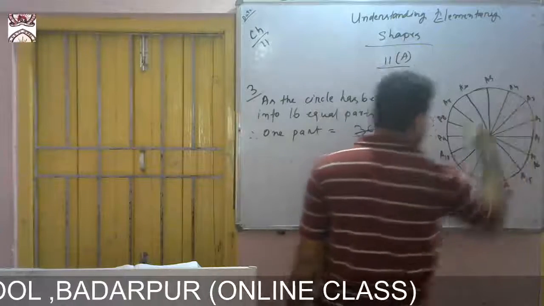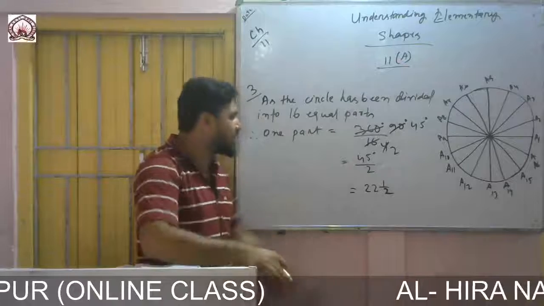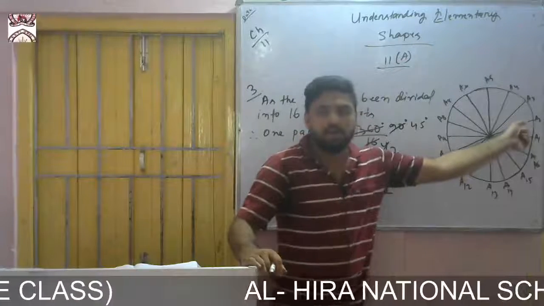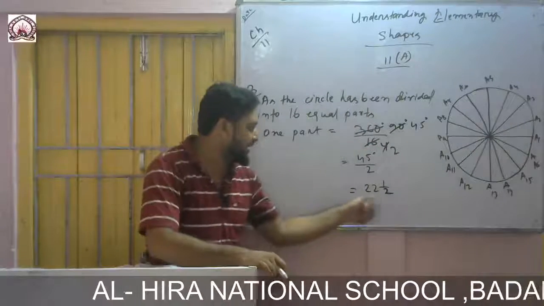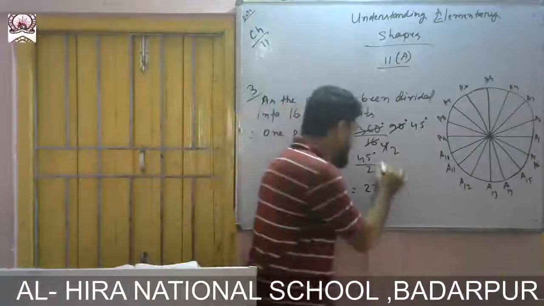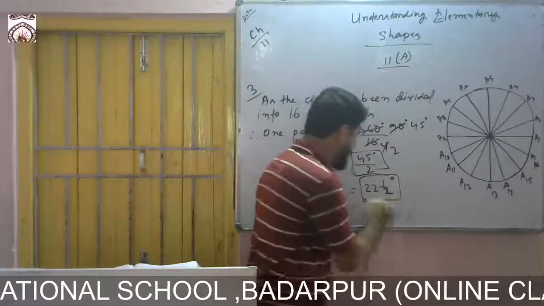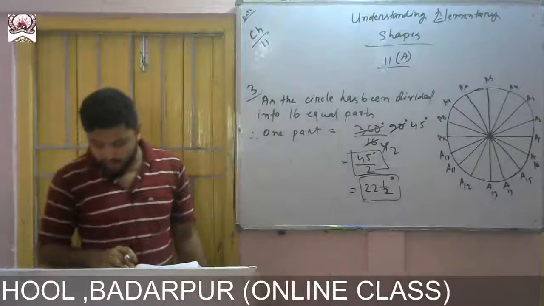That means each part is equal. So each part will be 22 1/2 degrees, or you can say 45/2 degrees. Anyone you can say, from these two. Now we can find one by one.